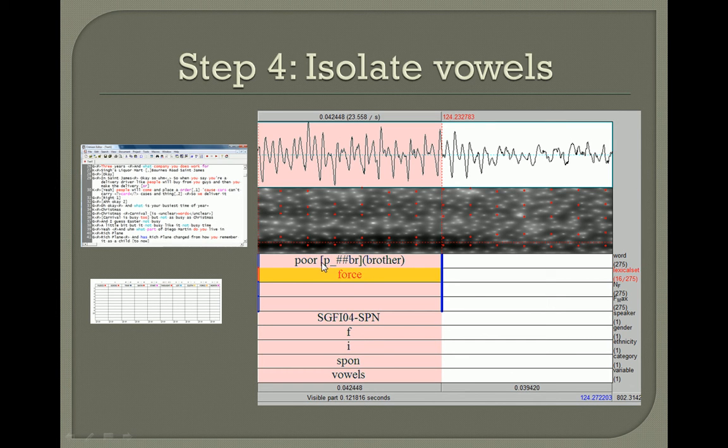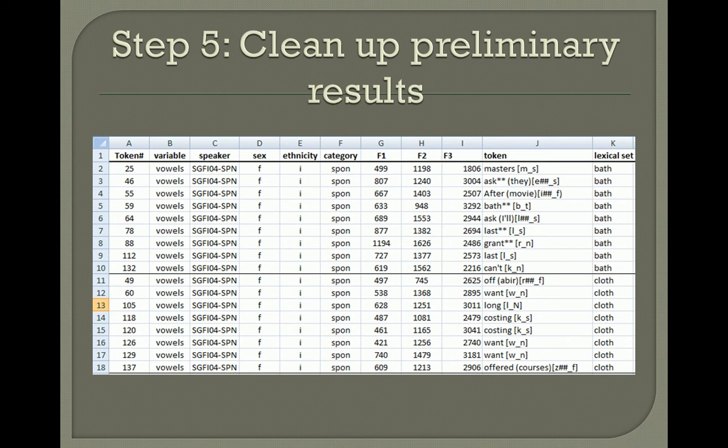Okay, so just from looking at this, we see that the sound O is preceded by a P. Okay, there's a word boundary here, and then the following segment is a B from the word brother. Also here I note the file that it comes from, the ethnicity of the person, their gender, etc. Okay, so once I've done that and extracted my 150 tokens, and sometimes those vowels aren't easy to identify, I clean up my preliminary results.